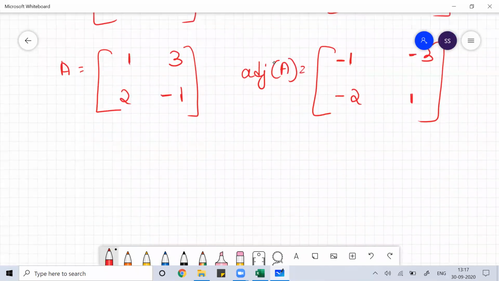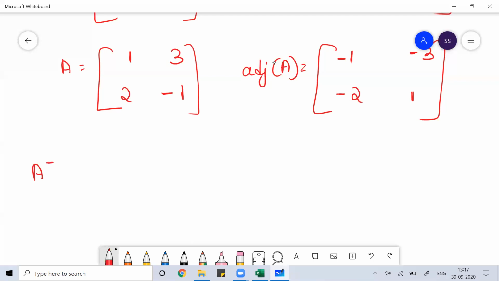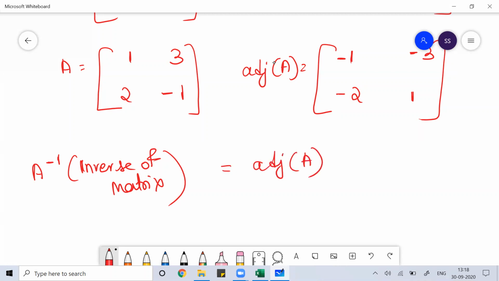Now remember the formula of the inverse of a matrix. This is called the inverse. From the exam point of view, this is very important. 100% questions will come on the inverse. Either they'll give you a 2 by 2 matrix and ask you the inverse, or they may give you a 3 by 3 matrix. The formula of the inverse of a matrix is the adjoint of the matrix divided by the determinant of the matrix.